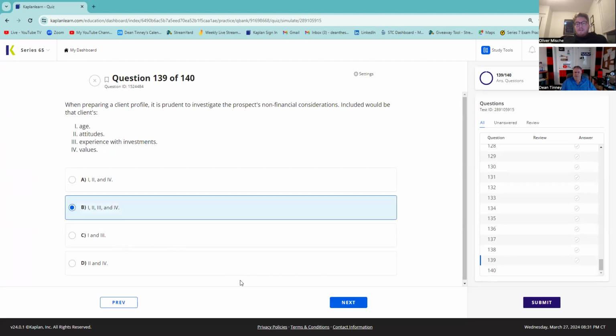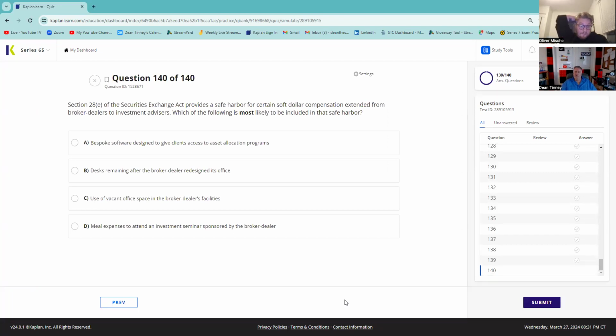It's a buffet. Take what you like, leave what you don't. I simply go through each and ask, is age on the balance sheet or income statement? It's not. Are attitudes on the balance sheet or the income statement? Not. Is experience with previous investments? Not. Are your values? Not. Those are important things, but they're non-financial considerations. It's not a number. They don't show up on a balance sheet or an income statement.